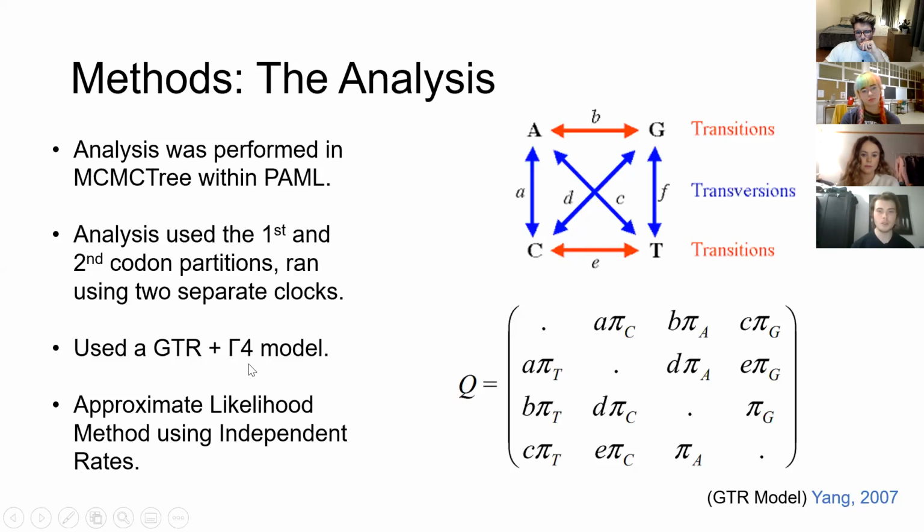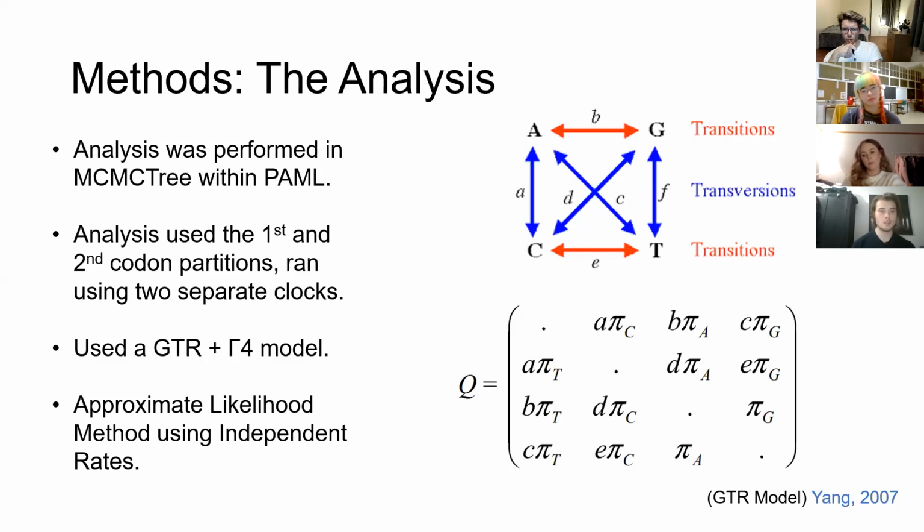And then the gamma rate over here accounts for the different rates between transitions and transversions. So for instance, transitions are more likely to occur than transversions, so the use of that input parameter allows us to model that.